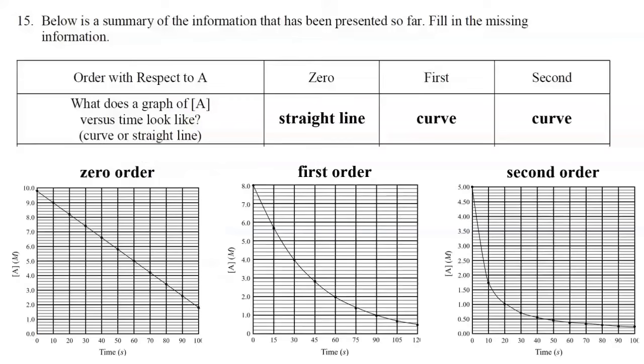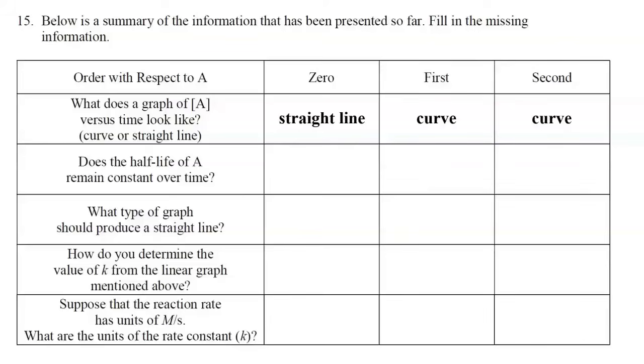So here's what those curves look like, or those straight lines. A straight line for concentration versus time for zero order. And for concentration versus time for first order, you can see it's a curve. And for concentration versus time for second order, it's also a curve. Next question. Does the half-life of A remain constant over time? Well, the only situation in which the half-life of A remains constant over time is with first order kinetics. So that would be no, yes, and no for that question.